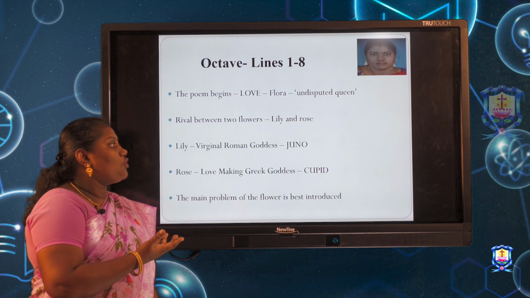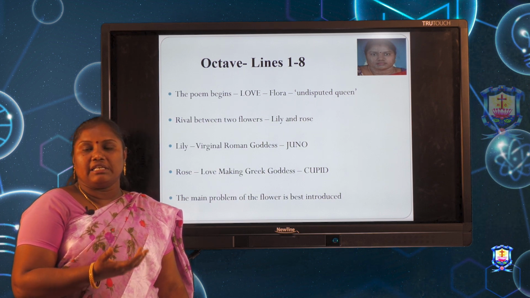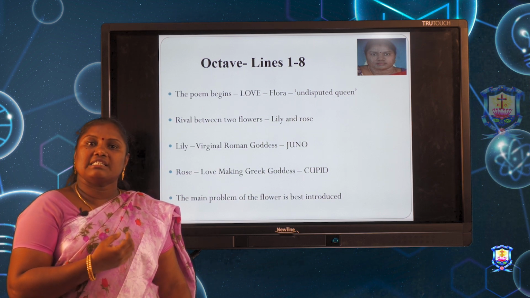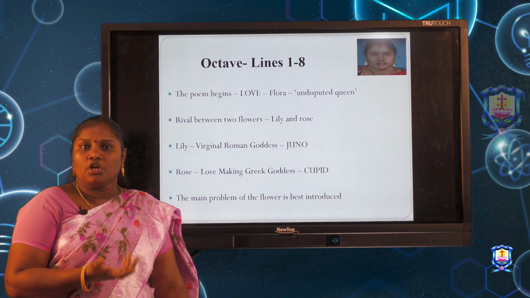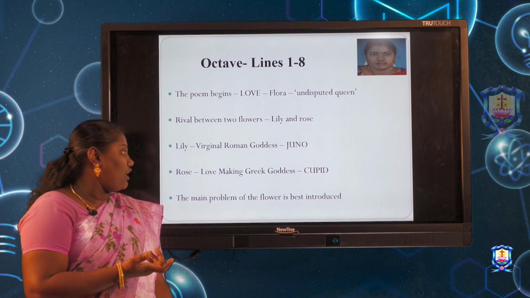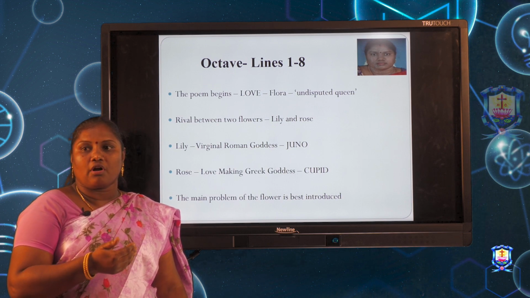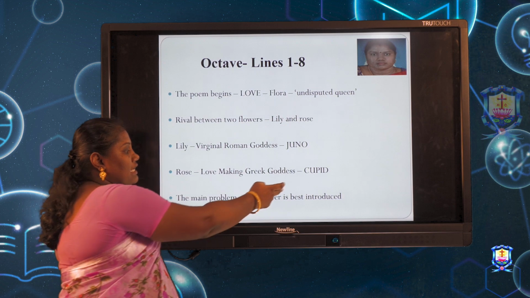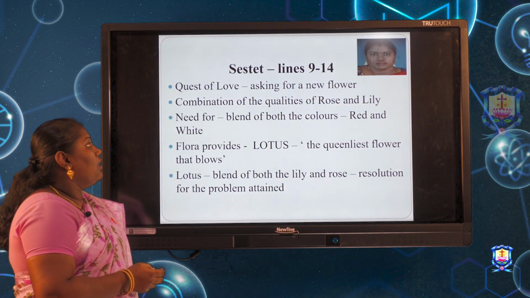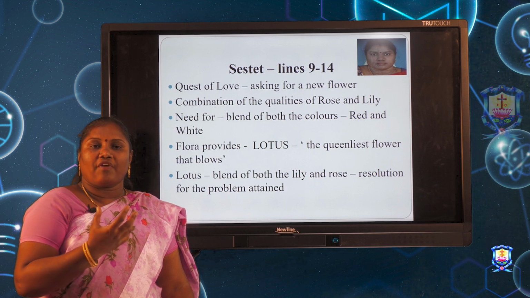The virginal Roman goddess Juno comes to appraise the lily, which stands for purity, whereas the rose stands for beauty. Cupid, the god of love, also comes into contact with them, and they discuss which flower is the best among them. So, there is a quest between the flowers.